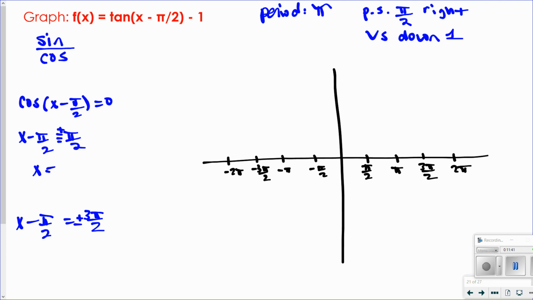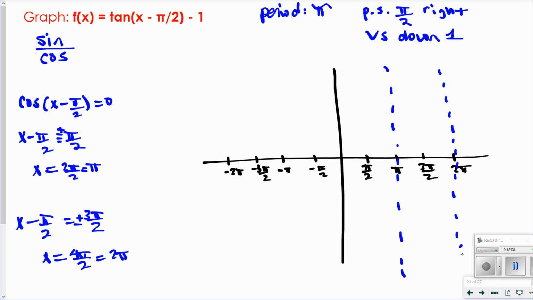So if I add pi over 2 here, pi over 2 plus pi over 2 is 2 pi over 2, which is pi. And if I add pi over 2 here, 3 pi over 2 plus pi over 2 would be 4 pi over 2, which is 2 pi. Now the plus or minus thing was important there because we're going to have vertical asymptotes at pi and 2 pi, which is why I scaled my graph to go to 2 pi on both sides. Again, we'll have a lot of periods shown here. Plus or minus negative pi and negative 2 pi. So you can see here we're putting vertical asymptotes at multiples of pi.